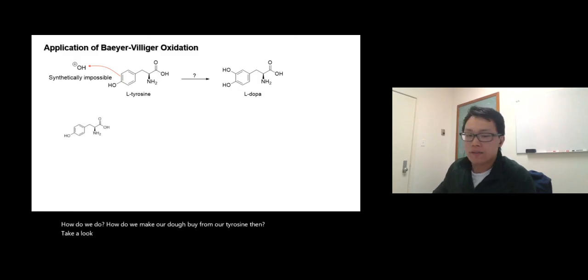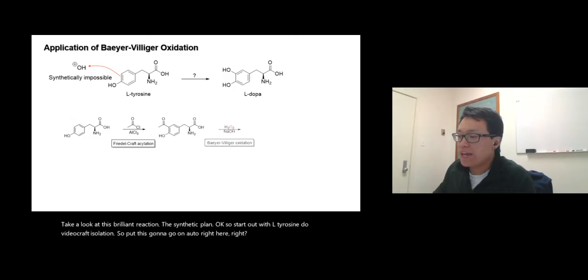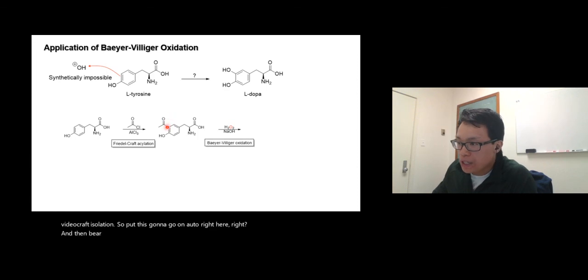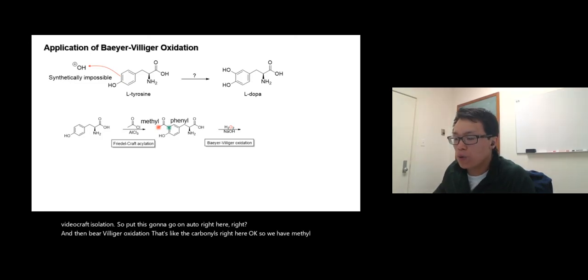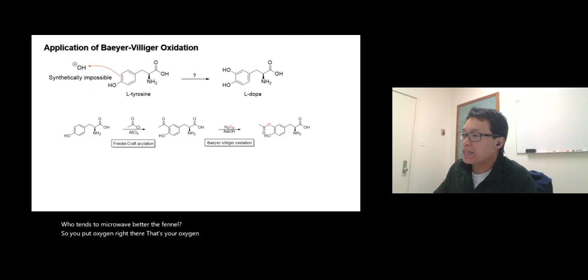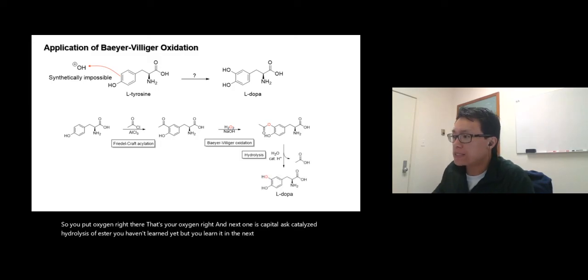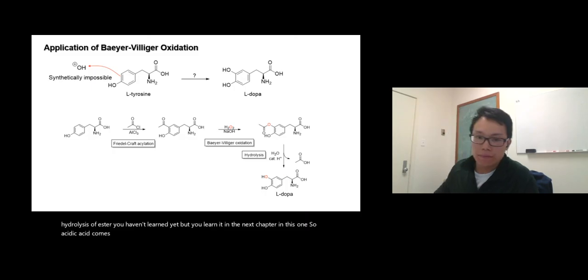Take a look at this brilliant reaction, the synthetic plan. Start out with L-tyrosine and do Friedel-Crafts acylation. This is going to go on ortho right here. And then Baeyer-Villiger oxidation. The carbonyl is right here. We have a methyl competing with phenyl, so which tends to migrate better? The phenyl, so you put oxygen right there. That's your oxygen. The next step is acid-catalyzed hydrolysis of the ester. You haven't learned it yet, but you will in the next chapter. Acetic acid comes out, and you get L-dopa.